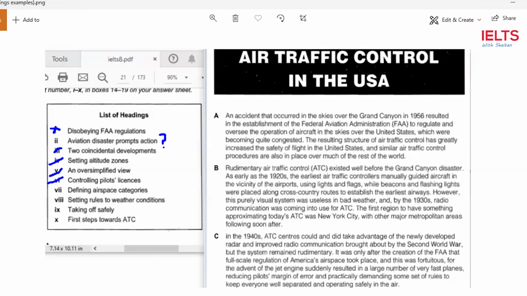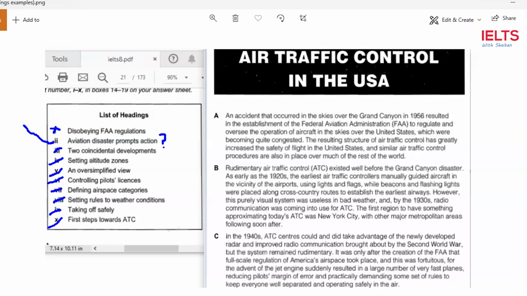Number 7, defining airspace categories, nothing about categories or airspace. Setting rules to weather conditions, nothing about weather conditions. Taking off safely, nothing about safety here. First steps towards ATC, we don't have anything about ATC, we have here FAA. So the correct answer is number 2. Number 2 is the correct answer. Aviation disaster prompts action. This is called answering by exclusion, so I exclude actually the answers.